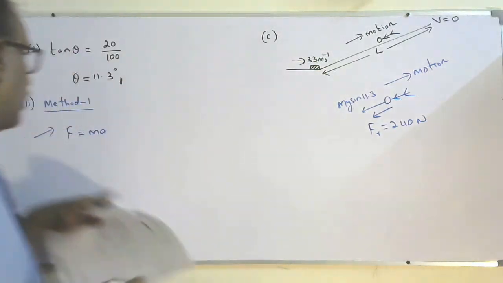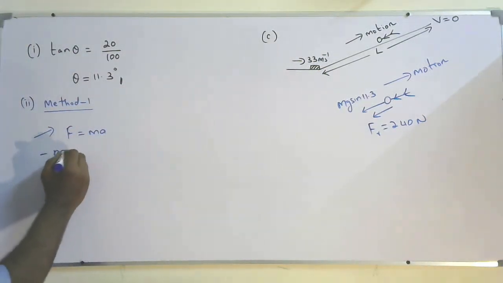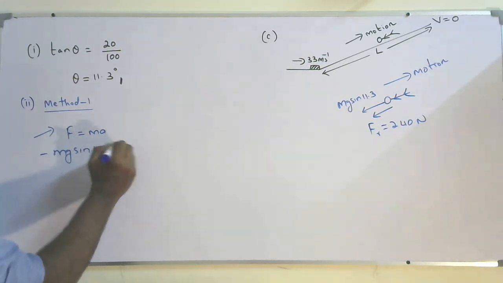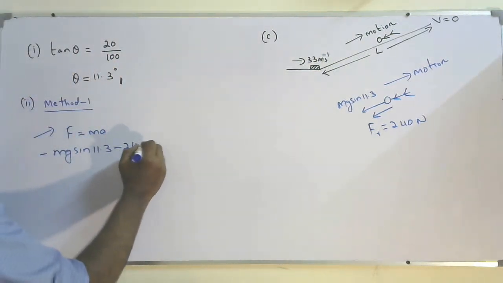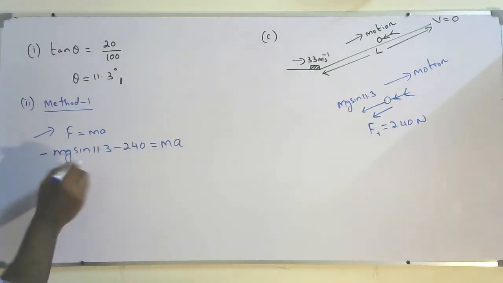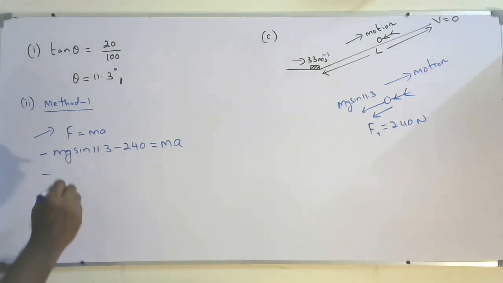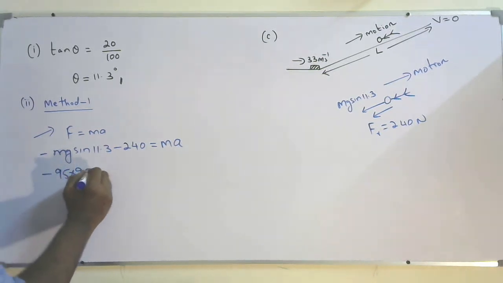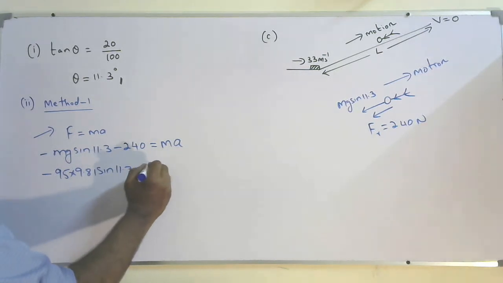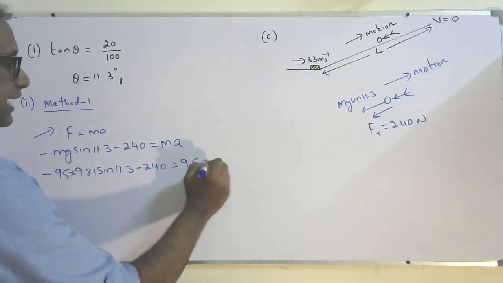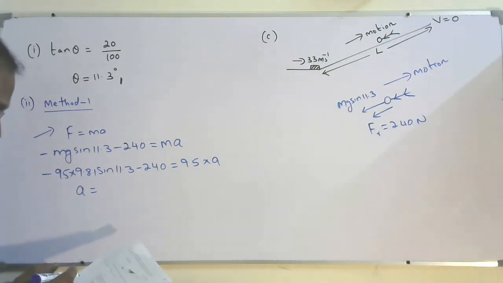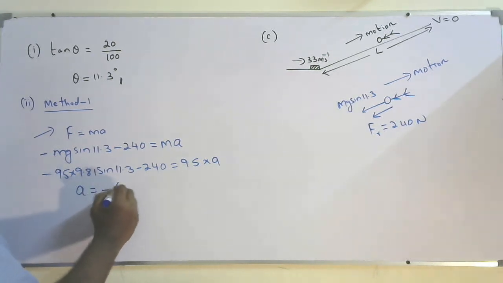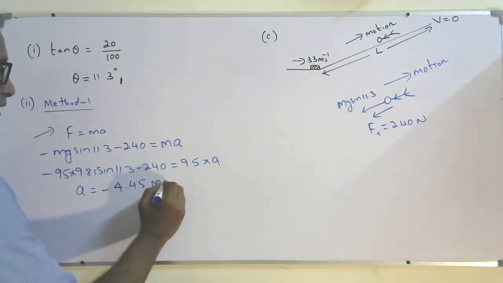I'm using this equation along the direction of motion, so that will be minus mg sin 11.3 minus the resistive force that he exerted, minus 240, is equal to ma, right? So substitute the values. Mass is given, 95 kilograms. 95 times 9.81 sin 11.3 minus 240 equals 95 times a. You will get the deceleration, a negative value, minus 4.45 meters per second squared.